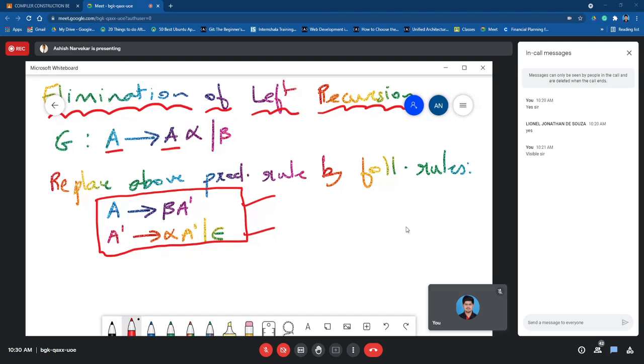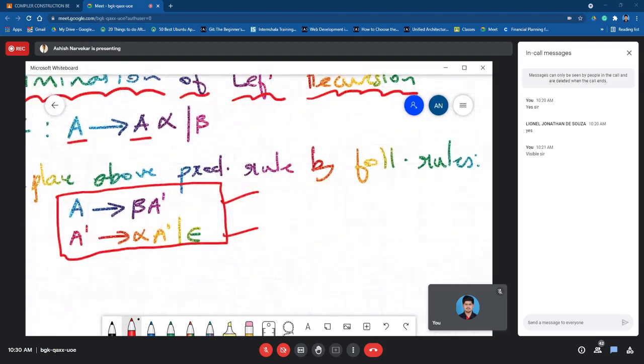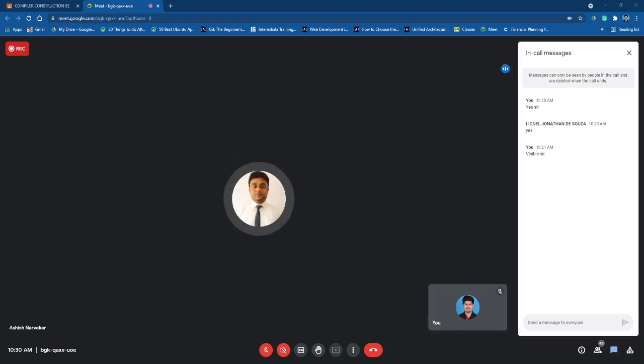Okay. So before we take up some problems on this particular part, I'd like to just quickly share the formal algorithm with you all. Just give me a minute. I hope the PPT is visible to you all.